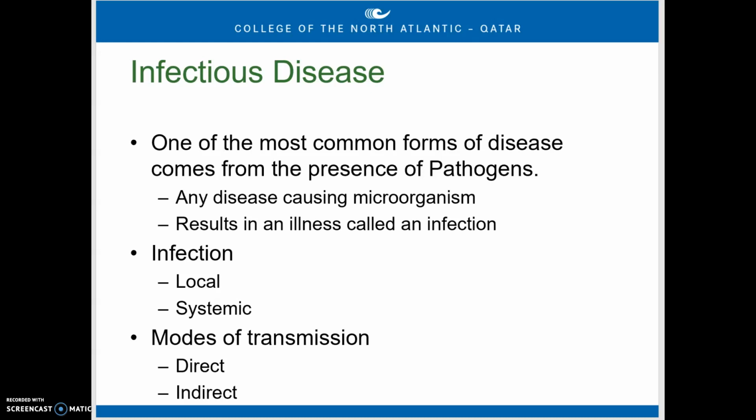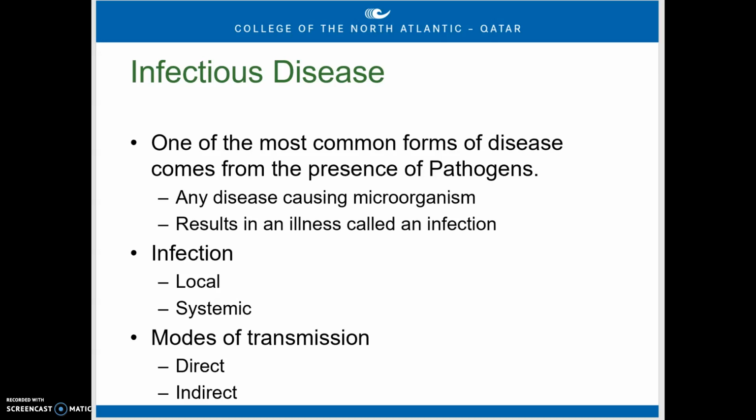Let's continue on with Unit 4, and let's talk about infectious disease. Now, infectious diseases are one of the most common forms of disease that can occur in humans, and an infectious disease comes from the presence of a pathogen. Now, a pathogen is any microorganism that can result in disease, and we call this an infection.